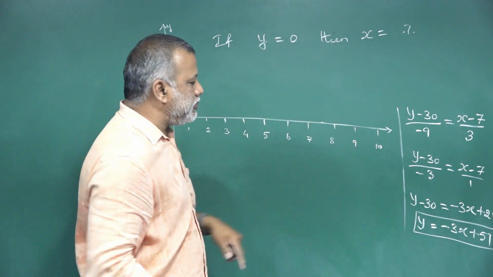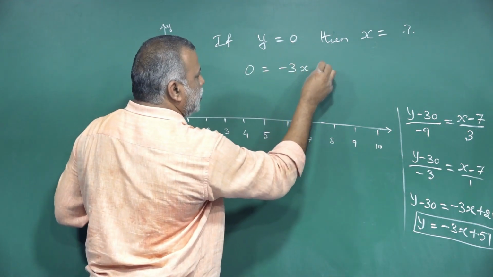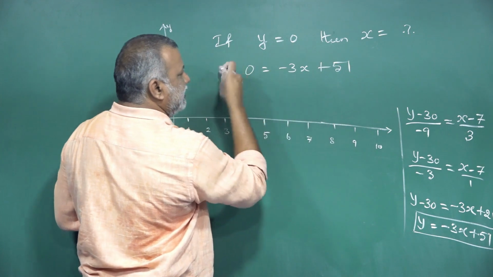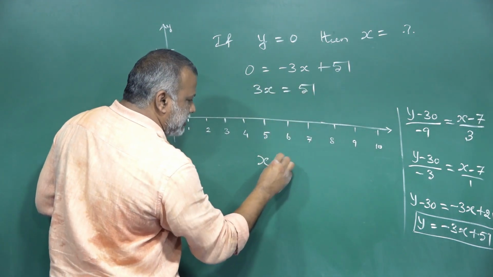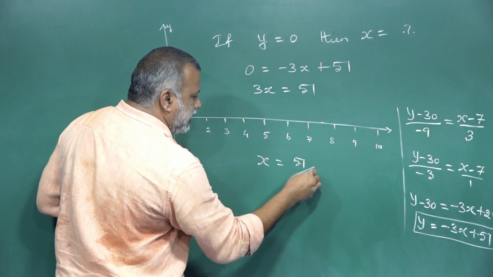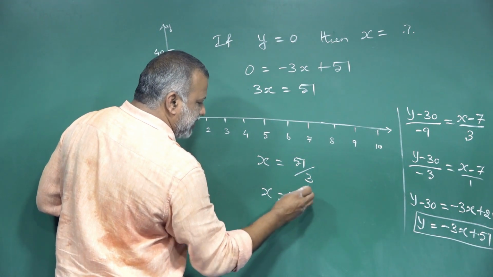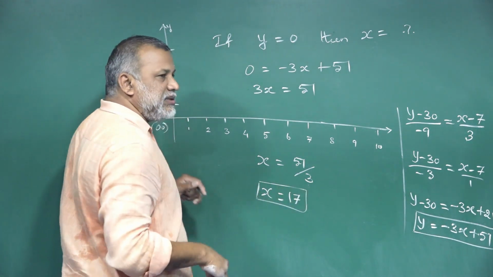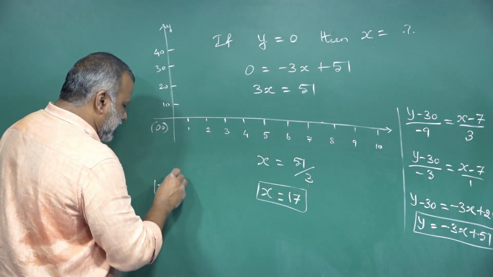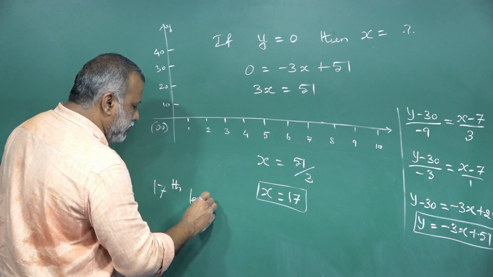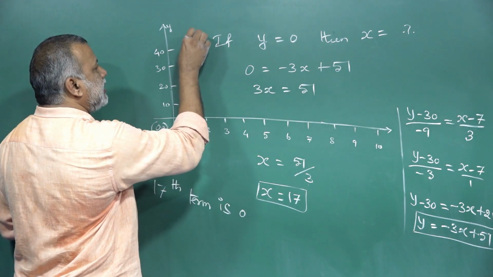That means x is in which term, so that is the number of the term. So here you have to substitute the value y equal to 0, that means minus 3x plus 51 equal to 0. Transpose: 3x equal to 51, so x equal to 51 divided by 3, we get 17. That means the 17th term is 0, that is your conclusion.